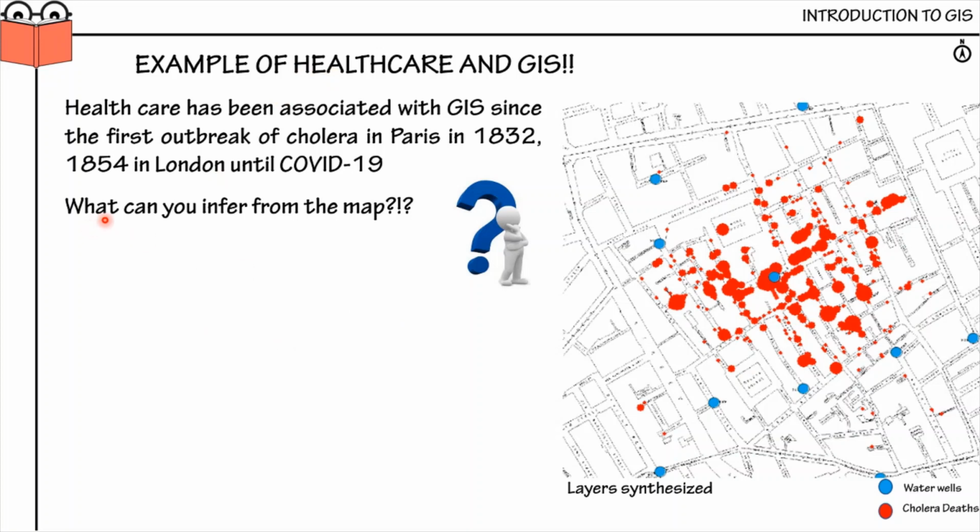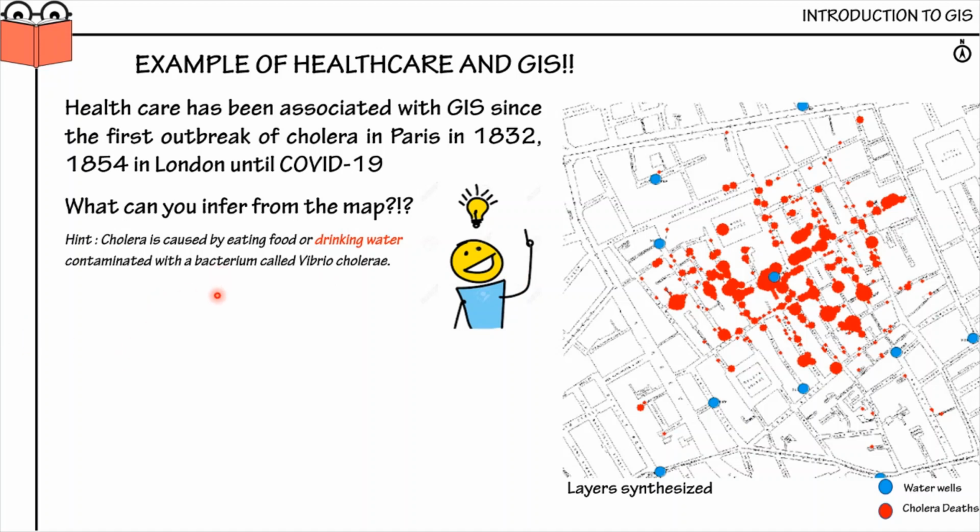So now what would you infer from this map? Well, okay, I will give you one hint. We all know how cholera is caused. It is caused by drinking water that is contaminated by this bacteria called Vibrio cholerae. Until Dr. John Snow could actually prove that cholera is a waterborne infection, people always thought it was airborne.